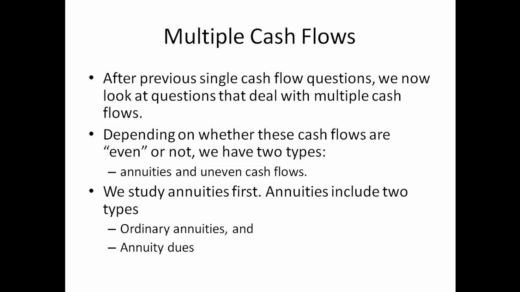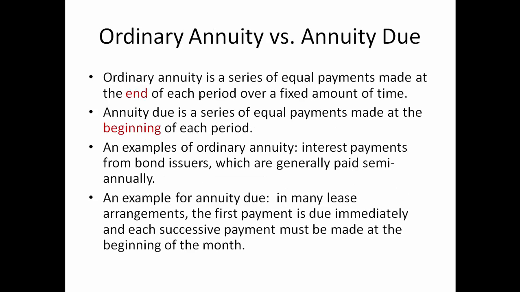We are looking at two types of annuities, the ordinary annuities and annuity dues. Ordinary annuity is a series of equal payments made at the end of each period. For example, the first payment is made at the end of the first year, second payment at the end of the second year. While annuity due is a series of equal payments made at the beginning of each period. So the first payment will be made at the beginning of the first year, which is now, and the second payment will be made at the beginning of the second year, which is pretty much the end of the first year.